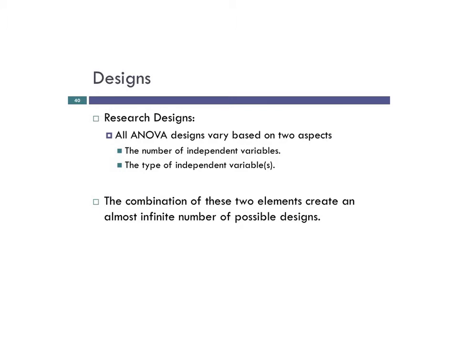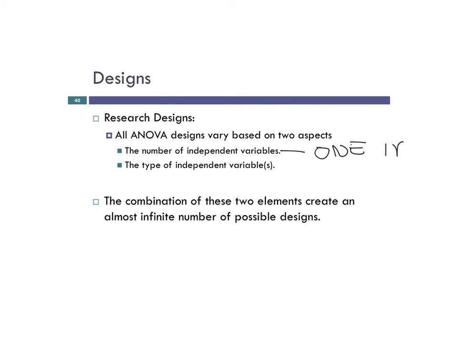So just to review again, all ANOVAs are very basic on two aspects, the number of independent variables and the type of independent variable. Obviously we're working in the non-parametric world, so the number of independent variables has to do with factorial. There is no factorial non-parametric, we're only dealing with one ways. So we're only going to deal with something that has one independent variable. Then we have our two options for the type of independent variable, independent groups versus repeated measures.